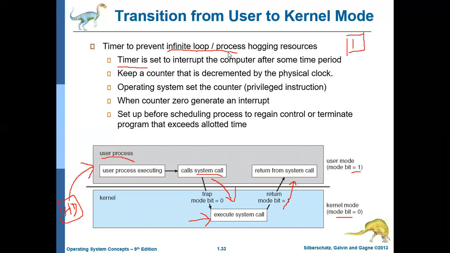Let us assume this is process P1. While starting process P1, the operating system understands that this process may take a maximum of 5000 milliseconds to complete its execution. It should not take more than 5000 milliseconds. Then what it will do is set a timer.